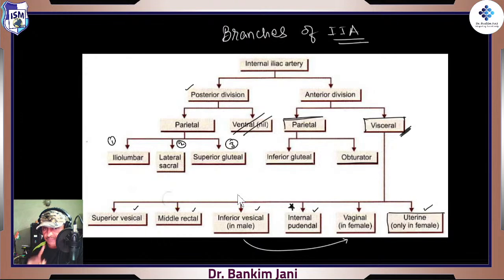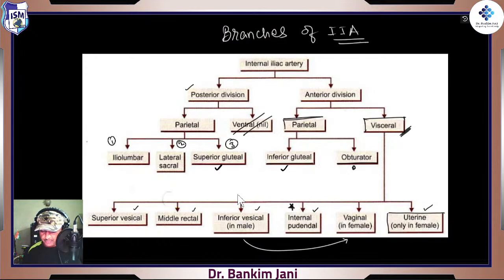Inferior gluteal, so you know that inferior gluteal, and here it is superior gluteal. Remember it like this: superior gluteal and inferior gluteal. Superior gluteal is a branch of the posterior division, and inferior gluteal is a branch of the anterior division, right? We'll see the images so that it becomes clear.